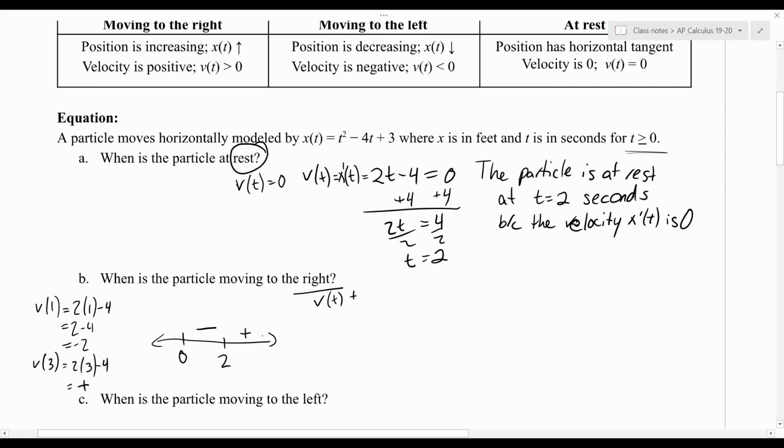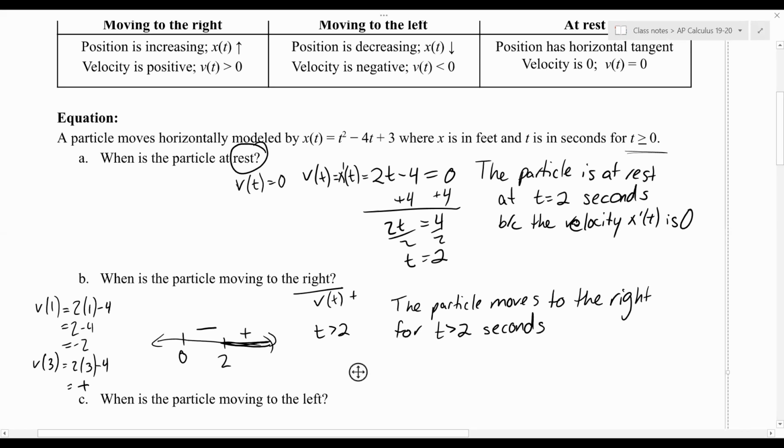So when is it moving to the right? When velocity is positive, so that is t greater than 2. So we'll write it as a sentence. The particle moves to the right for t greater than 2 seconds because v of t equals x prime of t is greater than 0.